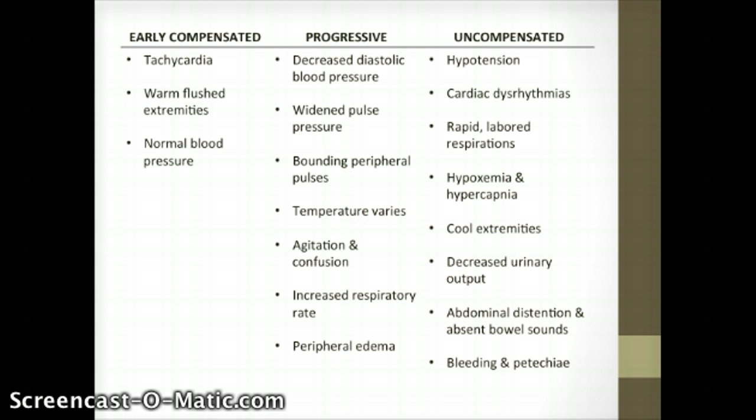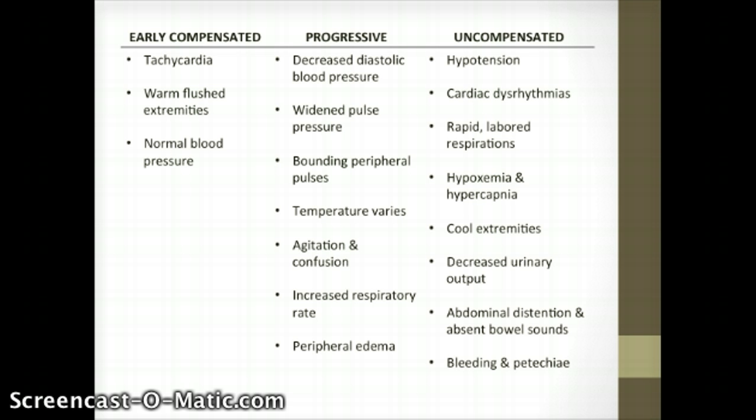They may have warm and flushed extremities, but the blood pressure remains within normal limits as the heart is trying to compensate. As the shock progresses, the diastolic blood pressure will begin to drop, the pulse pressure will widen, and the patient will have bounding peripheral pulses. Temperature may or may not be elevated, the patient will become agitated and or confused, the respiratory rate will increase, and peripheral edema will be present.